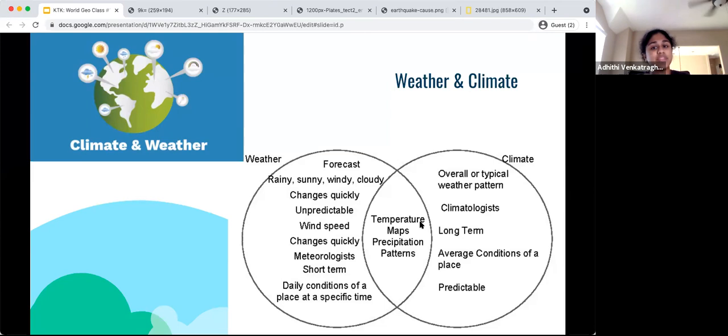What is similar between them is they both map temperature and precipitation patterns. Weather also takes into account wind speed, and climate is the average conditions of a place. Those are the main things you need to know about weather and climate. But the number one thing is that weather is short term, climate is long term. All right.